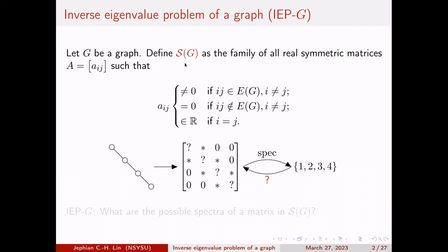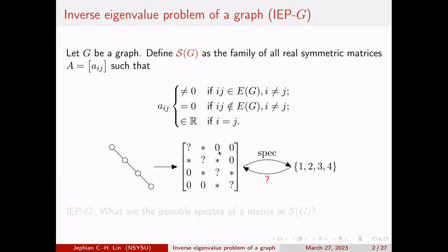And I will define a set of matrices. It is called S of G. It's easier to look at that by an example. Say, for example, I have a path on 4 vertices. I can label that 1, 2, 3, 4, and then associate that with a family of matrices. The way that I associate the matrix is that if 1 and 2 have an edge, then the corresponding entry has to be non-zero. This star sign means it's a non-zero number, and I don't know what it is.